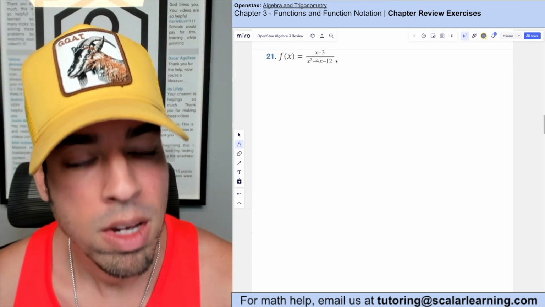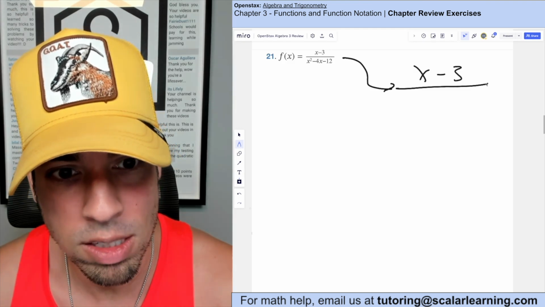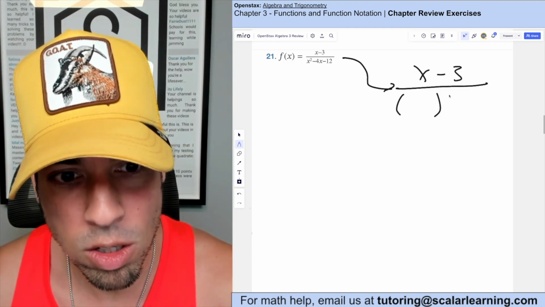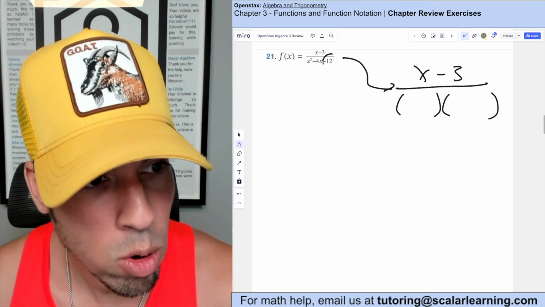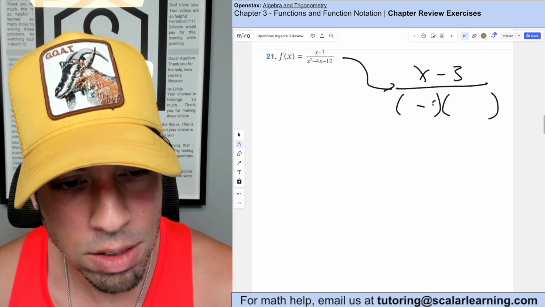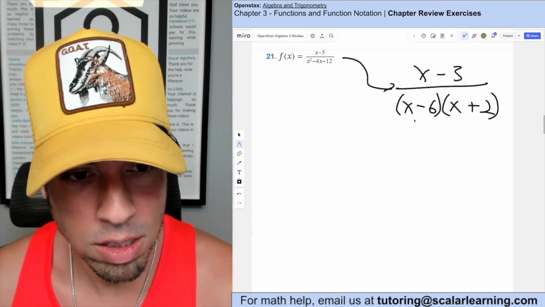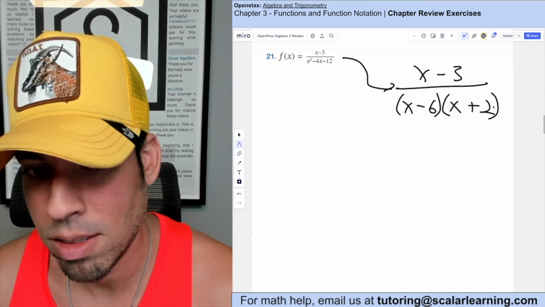So the first step is we're going to factor the denominator. Of course, x minus 3 stays as is. And then for the other factor, we ask the question, what two numbers multiply to -12 and add to -4? That would be -6 and +2. Now that we have this factored correctly, we can see that there are two values of x that are going to make this denominator go to 0.